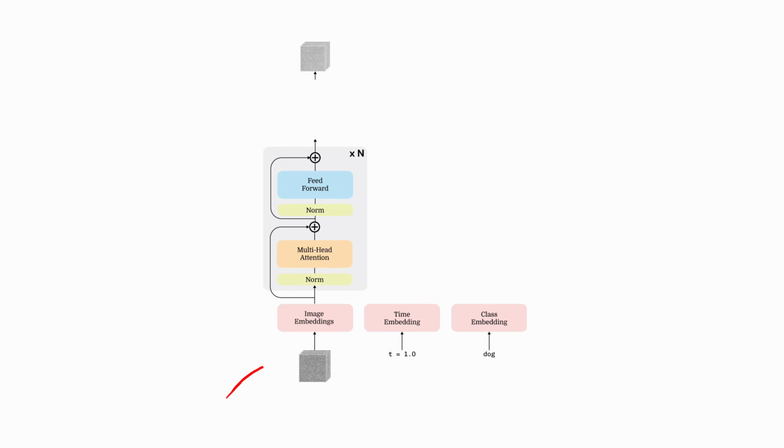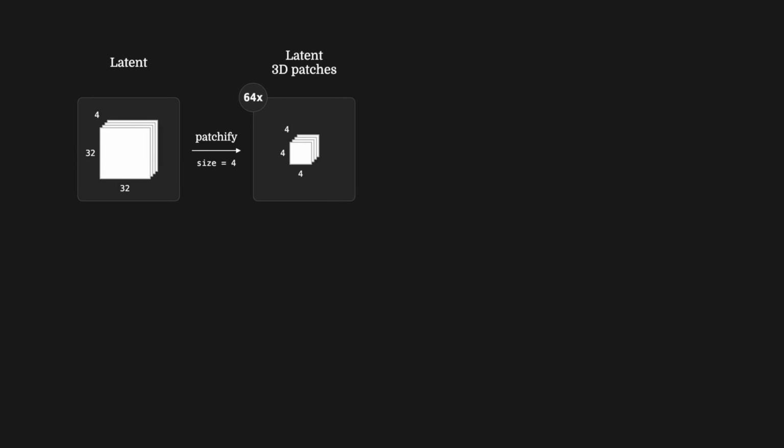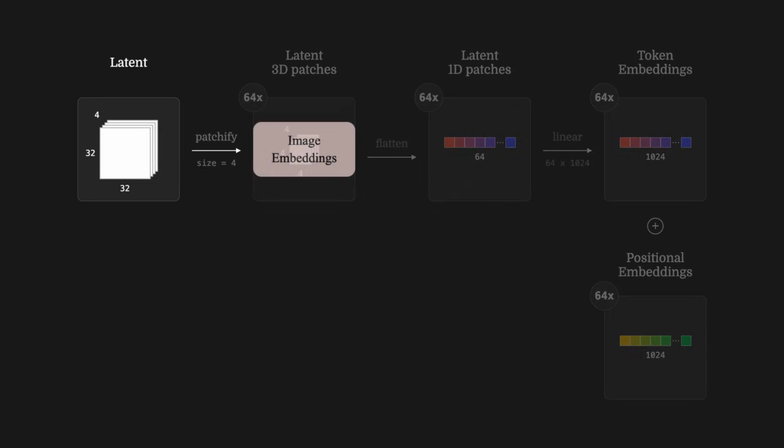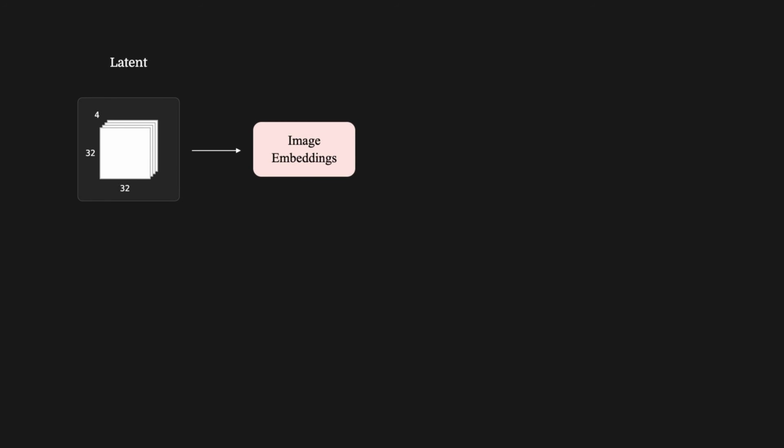To start with, the image input is no longer a raw image, but rather a compressed latent. The DiT borrows the patching idea we saw earlier in the ViT. The 3D latent is split into multiple 3D patches. In this case, there are 64 of them. These are then flattened into 1D patches. And now we're very close to what the transformer expects. We just need an additional learned linear layer to match the transformer's hidden dimension size, 1024. Again, I'll hide this complexity behind a generic image embeddings box.